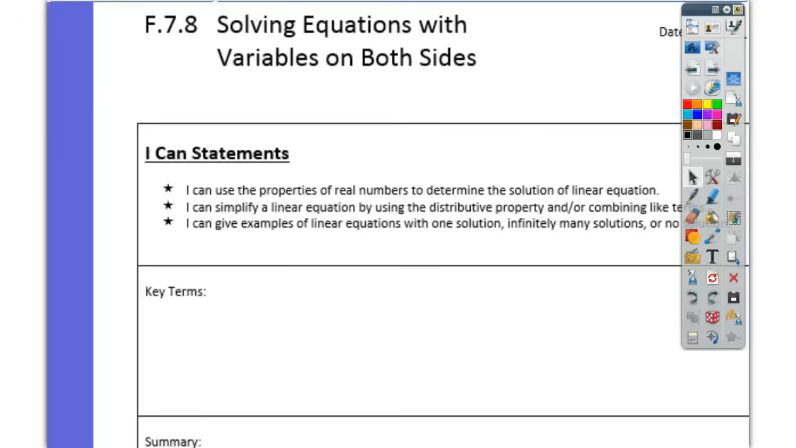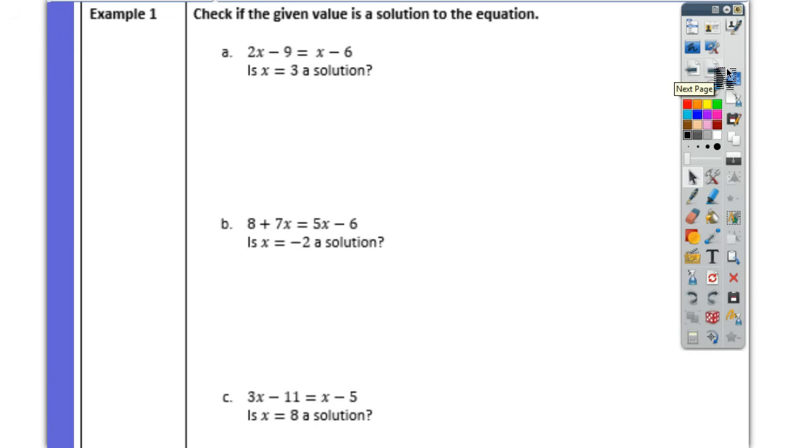7.8, solving equations with variables on both sides. First three examples we have here, we're just going to do A and B because these notes are kind of long today. They give us the answer. It says check if the given value is a solution or not. If they say x equals 3, is that correct or not?